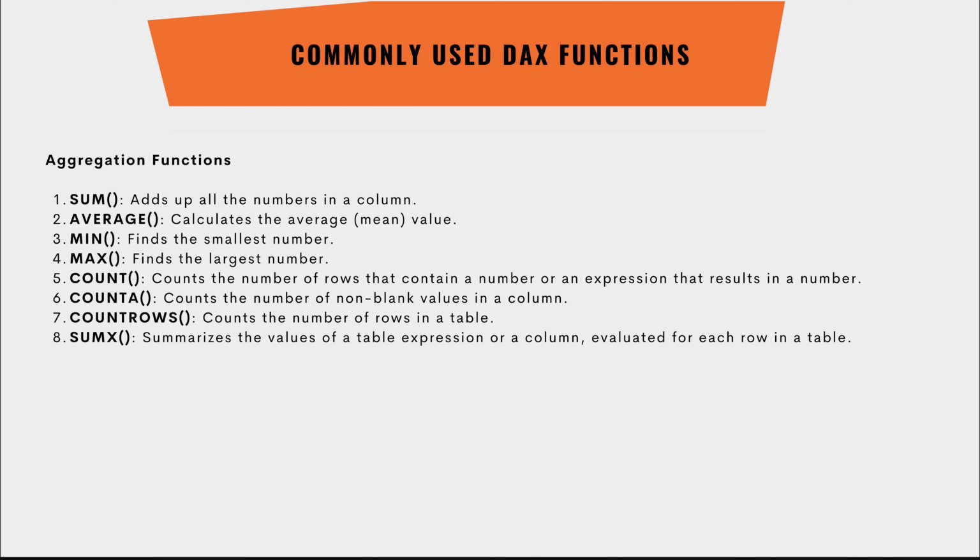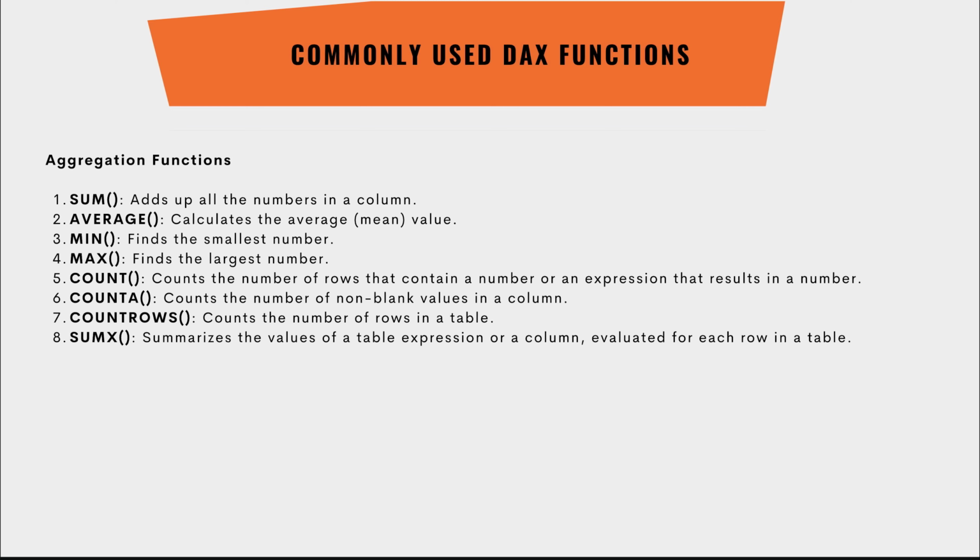The very first is SUM, which is going to add up all the numbers in a column. Then AVERAGE, like you normally calculate the average. Similarly, we have MIN and MAX DAX functions, which calculate the minimum or maximum values. Then you also have COUNTA and COUNT. Basically, the difference is COUNT counts the number of rows that contain a number or an expression that results in a number. However, COUNTA counts the number of non-blank values in a column. I think this is opposite to that.